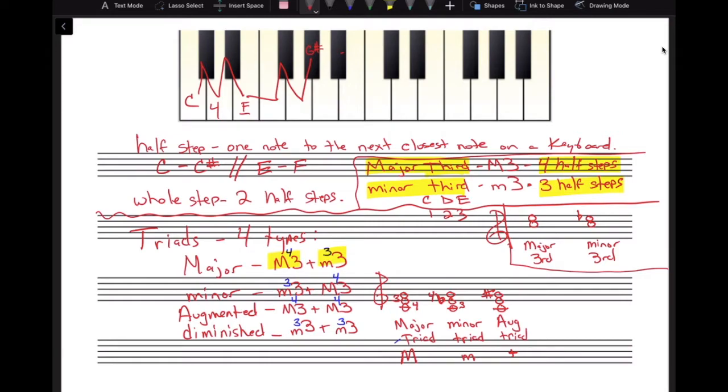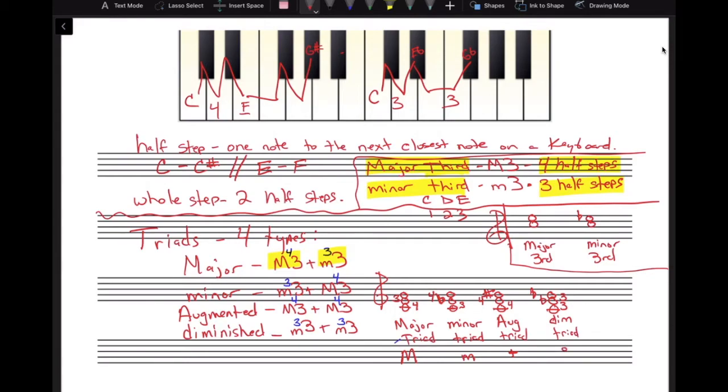The next one is diminished. We have C, E flat, G flat. C, going up 3. 1, 2, 3. It's E flat. Then 1, 2, 3 is G flat. Okay, so you have 3 half steps and 3 half steps. Here you have 4 and 4. Here you have 3 and 3. This is diminished. And it gets a little circle.